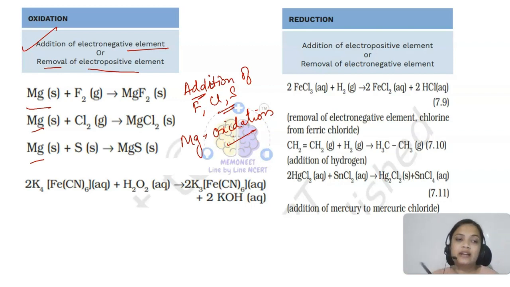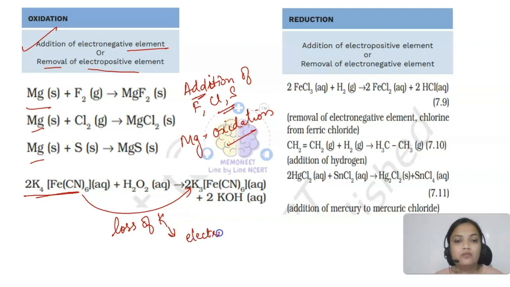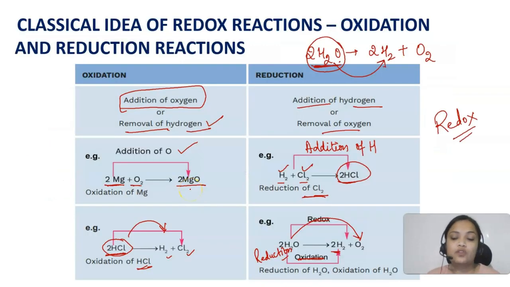Now in the next reaction you can see that there is a loss of potassium. Potassium is an electropositive element, we know that, right? It's an alkali metal, and alkali metals are electropositive. So whenever there is loss of any electropositive element, we call it oxidation. Here potassium ferrocyanide is getting converted to potassium ferricyanide. Loss of potassium means this is getting oxidized. So oxidation is happening.